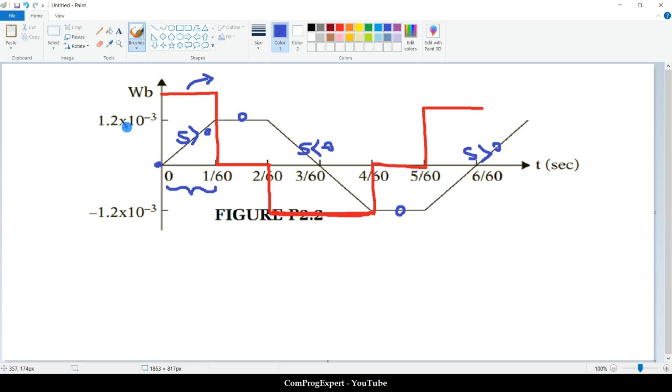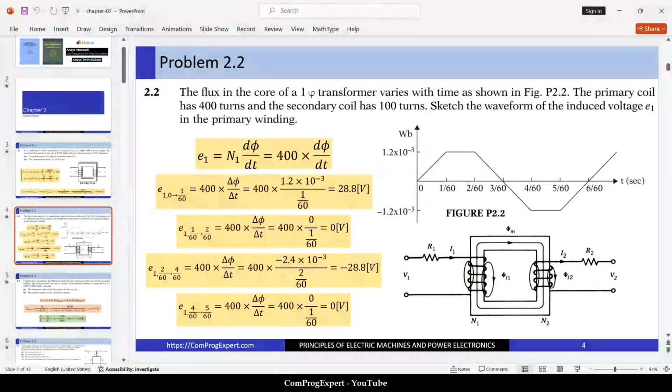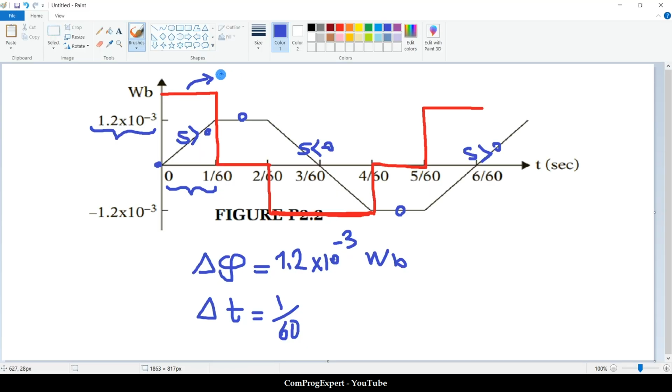This is 0 and this is the phi max. So delta phi is equal to 1.2 times 10 to the power minus 3. The unit is Weber. So this is delta phi, and delta t is equal to 1 divided by 60. So if you replace these numbers, the value of the induced voltage is 28.8. This value, 28.8.